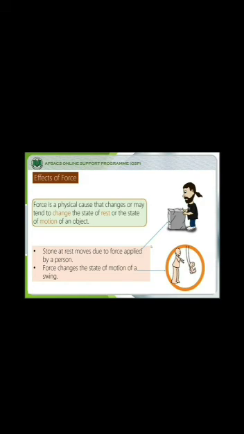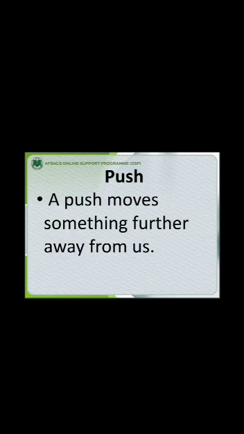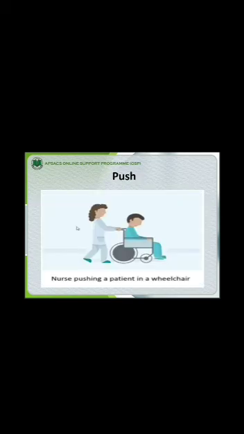Here, the stone is at rest. It cannot move unless some force is applied on it. It only moves due to force applied by a person on it. And force can also change the state of motion of a swing. A force is categorized into two types, a push or a pull. What is push? A push moves something further away from us. Or we can say a push moves an object away from you.